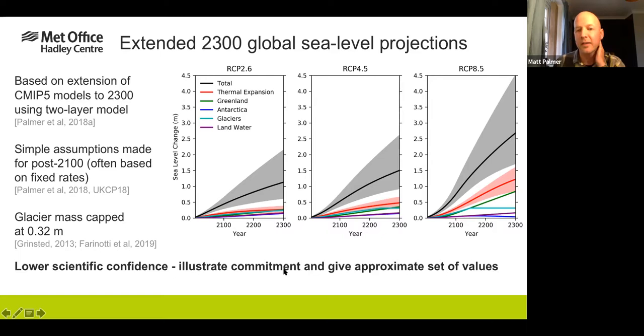So I'd say that they illustrate commitment, and they're given as an approximate set of values for which we can start to look at what the implications of those levels of sea level rise are. But I think it's important to explicitly represent this long-term commitment, and it's kind of problematic to finish our plots at 2100, in my view, when communicating to stakeholders on this topic.